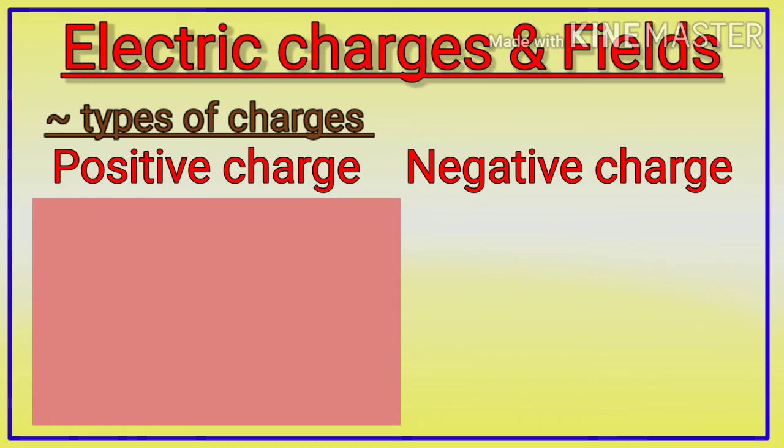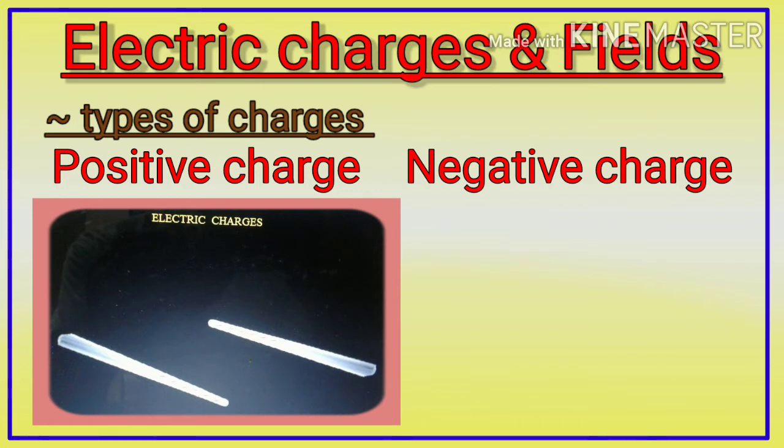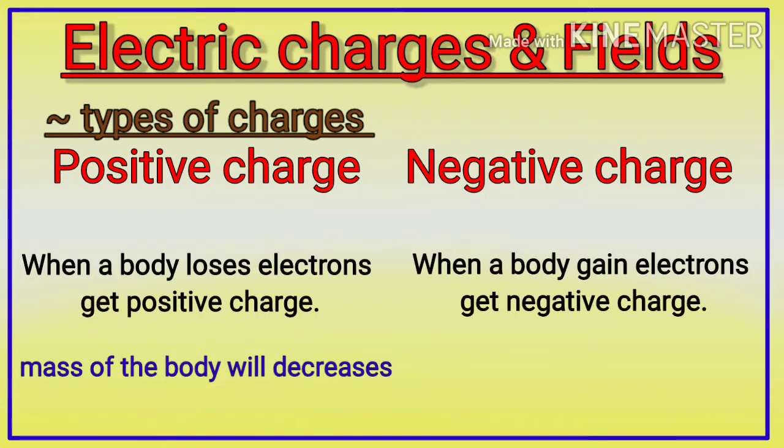Similarly, if you take another glass rod having a positive charge and bring these two rods near, what can we observe? You can observe that both repel. Similarly, what is called negative charge? Losing electrons gives positive charge, gaining electrons gives negative charge. When a body gains electrons, it is said to acquire a negative charge.